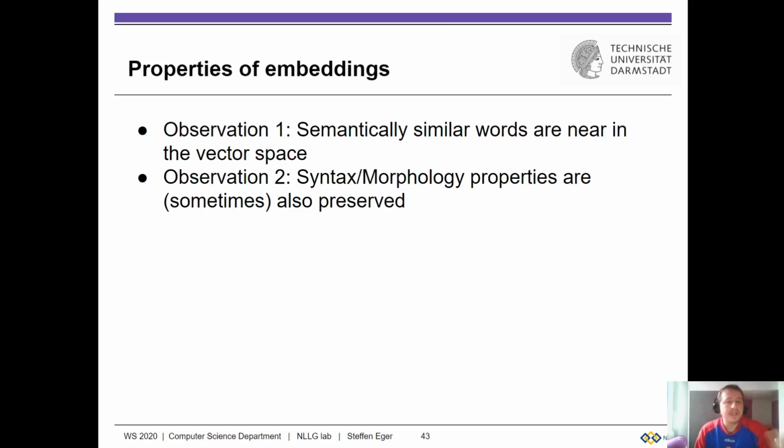And now this is what we check empirically. We're going to check whether semantically similar words are near in our vector space, right? So now we have for each word a vector, so this induces a vector space which we can somehow visualize. And observation number 2, which I will not go much into because that was not our focus, is that grammar is somehow also encoded in this vector space.